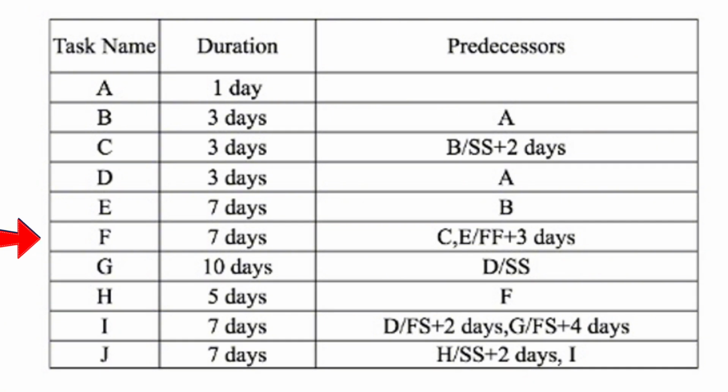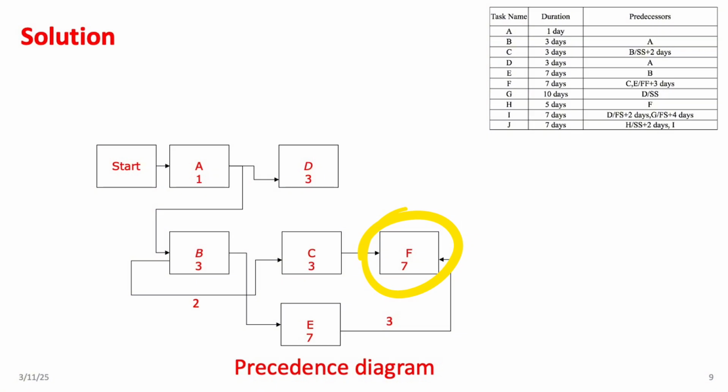Now, let's talk about activity F. This activity has 2 predecessors. The first is activity C, which follows a finish to start, FS logic. The second is activity E, but this one follows a finish to finish, FF dependency, with a 3-day lag. So, when adding activity F to our network, we connect the finish of activity C to the start of activity F, and the finish of activity E to the finish of activity F, making sure to include the 3-day lag in the FF logic from E to F.